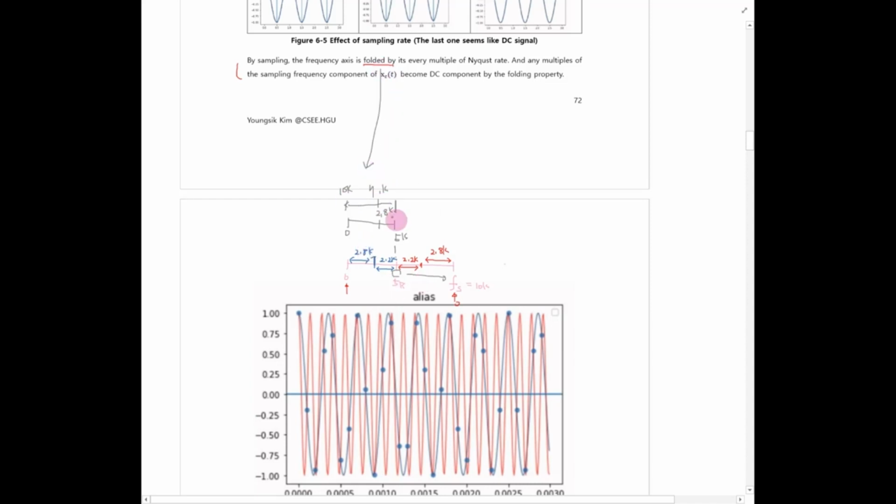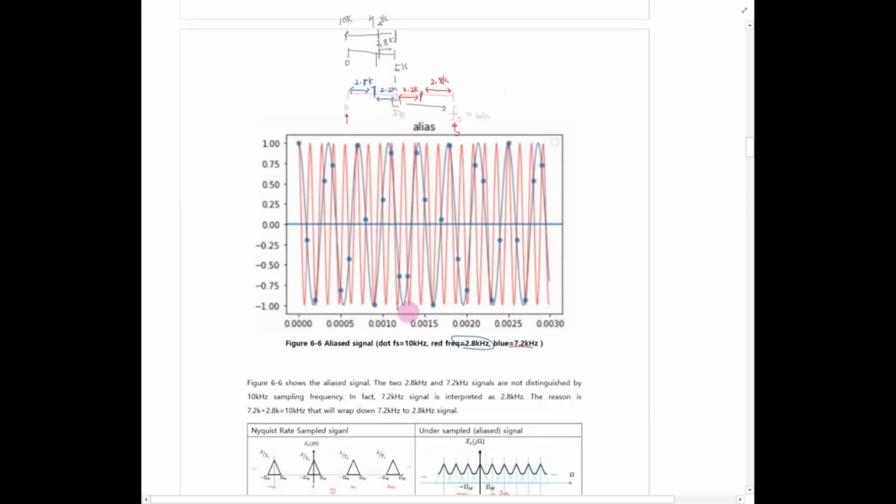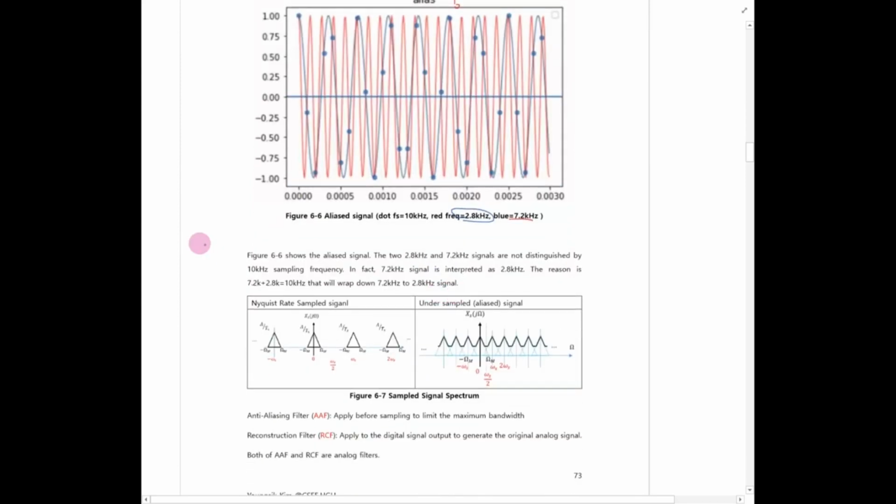If you fold back the stretched-out spectrum, 7.2k is folded at exactly the same point as 2.8k. Because of that, we cannot distinguish them after sampling. So that is how aliasing occurs. That is the basic idea of aliasing explained here.